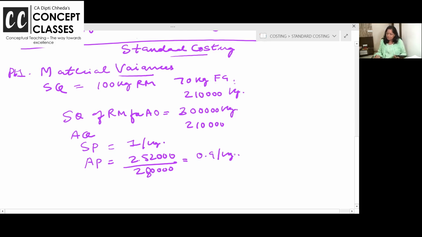See, 70 kg of finished goods need 100 kg of raw material, so for 210 how much? You need 3 lakh kg. Actual raw material used is 280 kg. Standard price is 1. Actual price: material cost is 252 divided by the actual quantity used, that's what I have done, is 0.9 per kg.